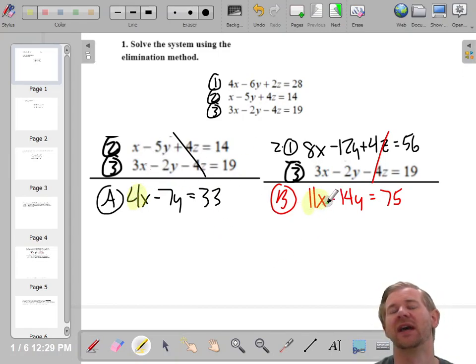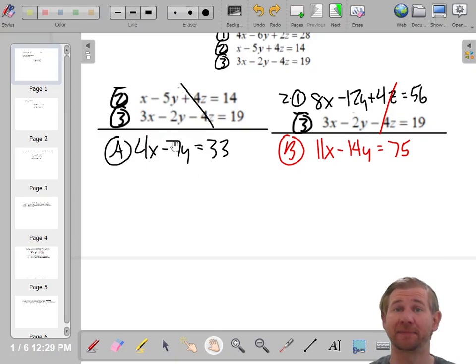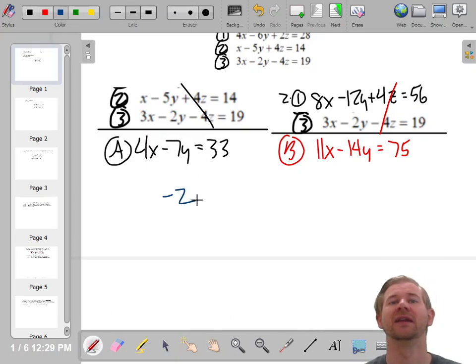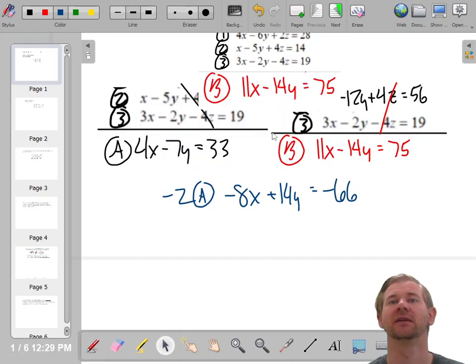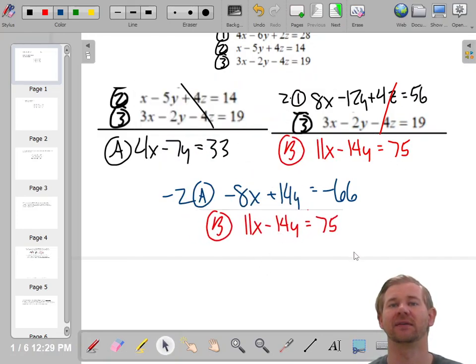Does 4 go into 11? No. Does 7 go into 14? Yeah, that'll actually be the way to go. But I need them to be opposites, so I need that to be positive 14. So I need to multiply by negative 2. So now it's negative 8x, positive 14, and negative 66. Okay, I'm multiplying it by a negative because I want this to be 14, so that now when I add these together, they will cancel out. That's the whole point.